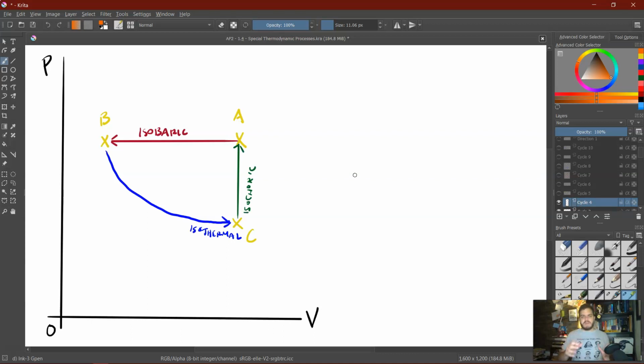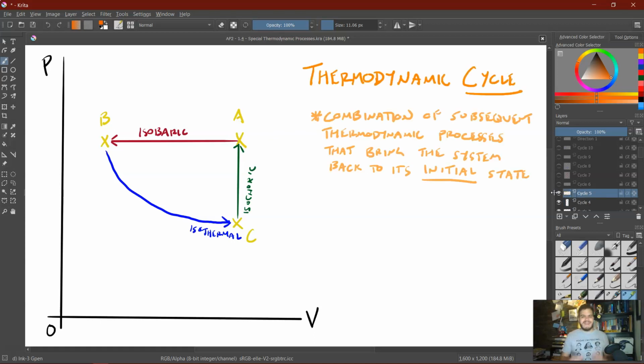So we lock the piston in place, we heat it up, and we cause it to gain a lot of pressure. And you'll now see that we went from one state all the way back to itself. We did one process, another process, another process, and we ended back where we started. And this is something called a thermodynamic cycle.